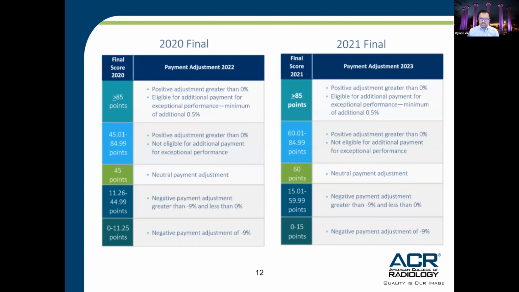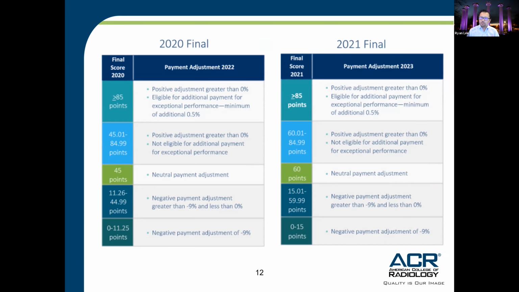Now, how does this work exactly? Well, for each of those pillars, just in short, we are given a score, and each one of those scores will combine to give us one composite score. This composite score is then compared to something called the performance threshold. And depending on where our score falls relative to this performance threshold, we will either get a bonus or a penalty. Now, for 2020, the performance threshold is, you can see there, 45 points.